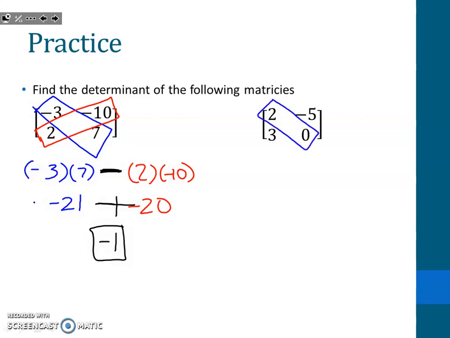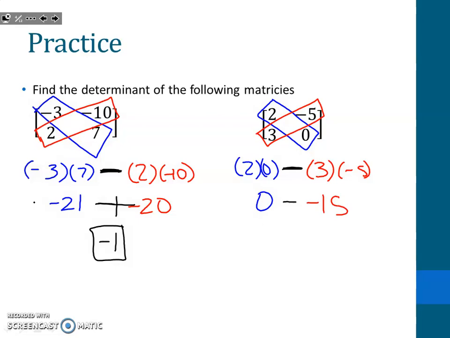Okay, main diagonal, 2 times 0. Say it with me. Minus 3 times negative 5. So 3 times negative 5. Okay, when I do that, that gives me a 0 minus negative 15. Two negatives make a positive. 15 is my determinant. Okay, so finding the determinant, not too bad.